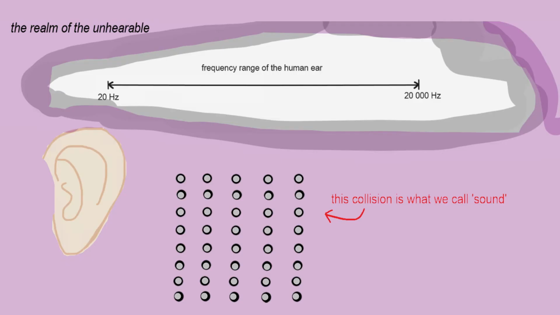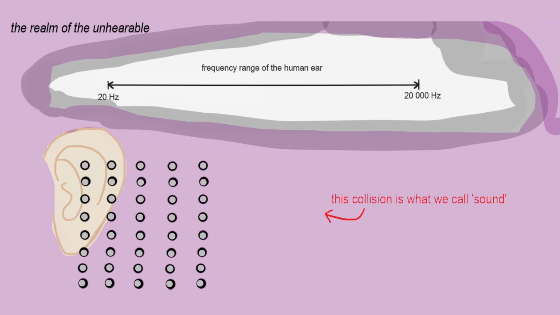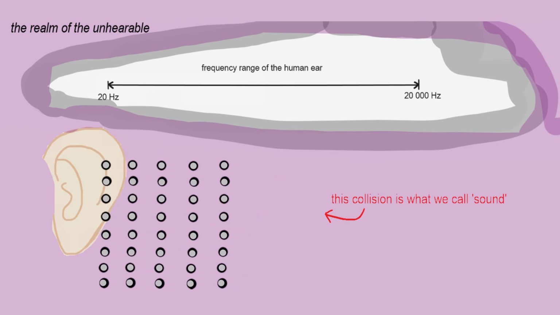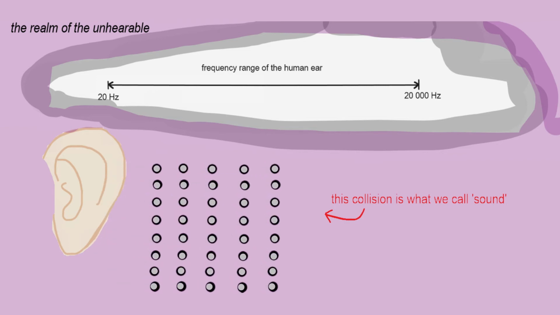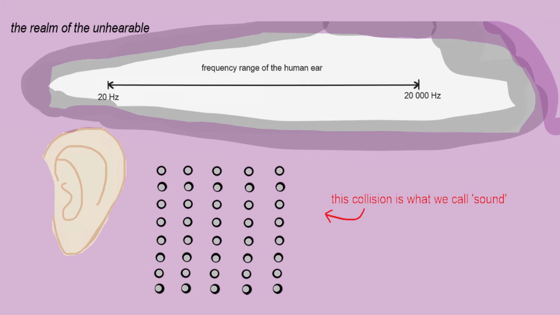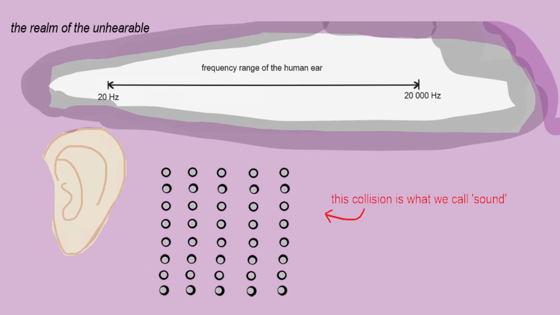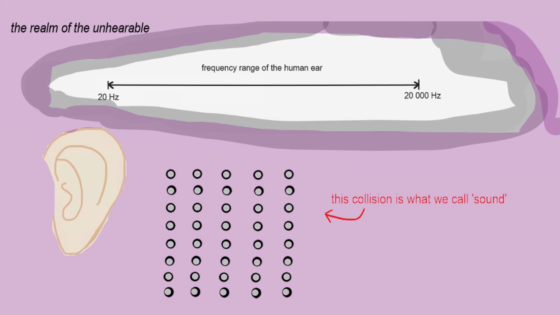We humans hear sound waves that have a frequency between 20 Hz and 20,000 Hz. The jiggling particles hit our eardrums, and our brains perceive that collision as what we call sound. Beyond 20 and 20,000 Hz, we cannot hear anything. The pitch is just too low or too high. Yes, sound is just a wave.